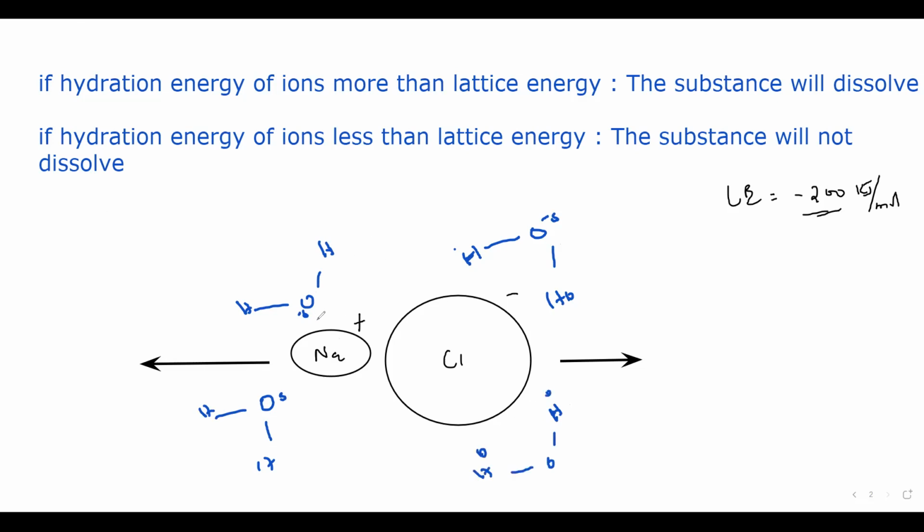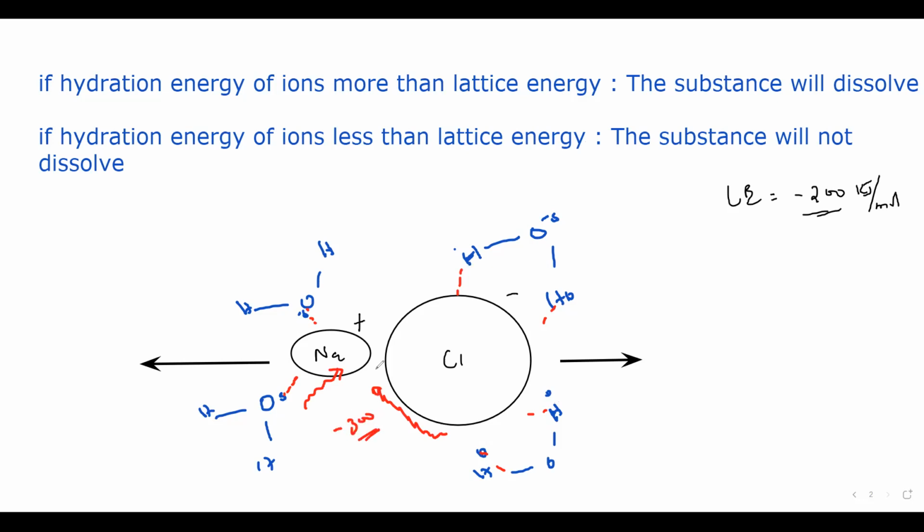So as a result, when water molecules come closer, the water molecules try to form a bond with these ions. When the water molecules form the ion bonds with these ions, energy is released, and that is the hydration energy. For example, the total energy released when oxygen forms a bond with sodium and hydrogen forms a bond with chlorine might be 300.